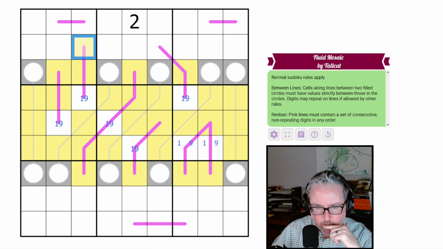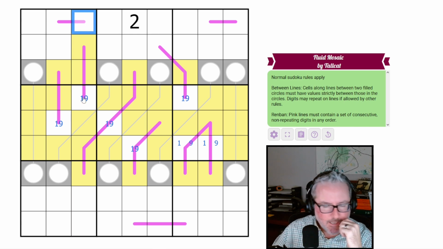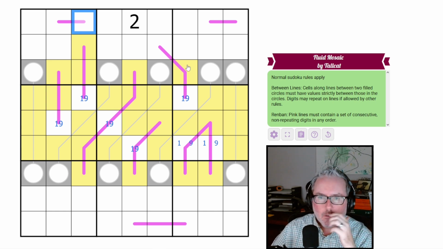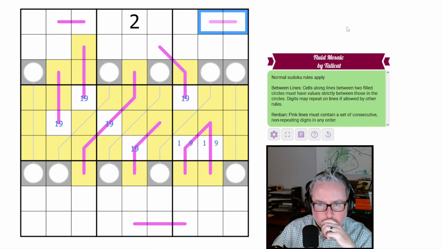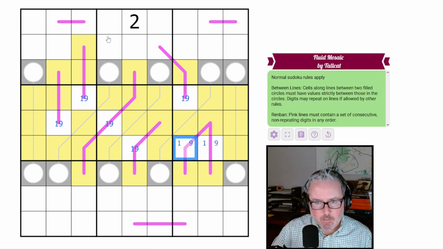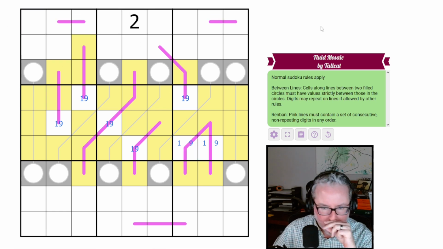We know this is not. This can't be a 1. But we can't necessarily rule out a 9. Same goes for over here. Can't put a 1 on any of these. But we don't have any vertical 1-9 pairs to further that.